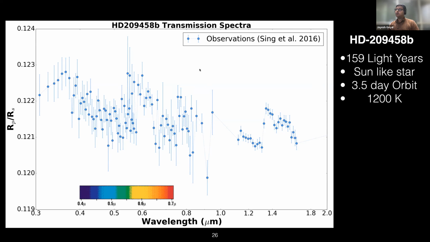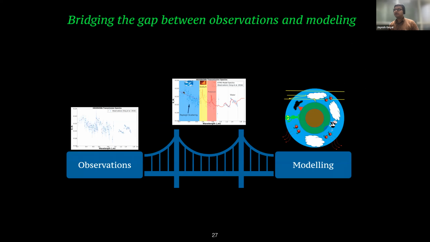Okay. So once we have this transmission spectrum, how do we understand what it tells us about the planet's atmosphere? Here we need models. We need theoretical models to understand what's there in the planet's atmosphere. So we bridge the gap: we have observations, we put in models, and then we get the full interpretation. Okay, so this is what the full interpretation looks like.